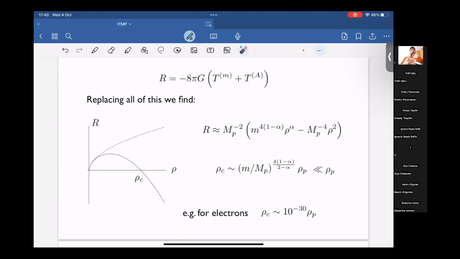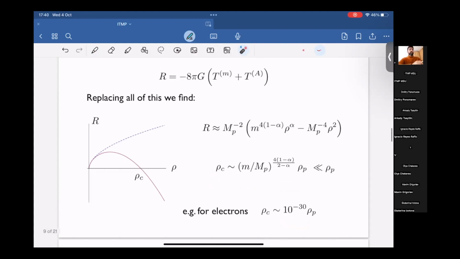So just to give a very rough order of magnitude, if you do this for the Fermi gas, as I said before, you just replace the mass of the electron and put alpha equals 1/2. Then the density at which this happens is around 30 orders of magnitude below the Planck density. So we're still a safe distance away from quantum gravity effects.